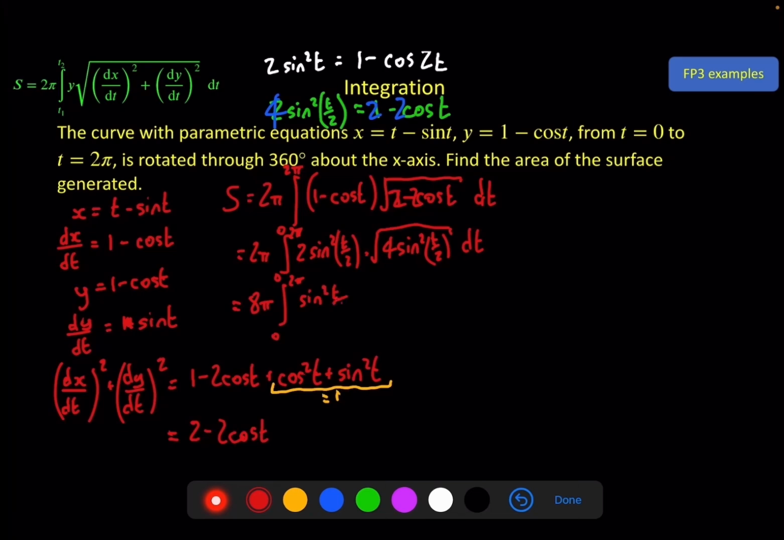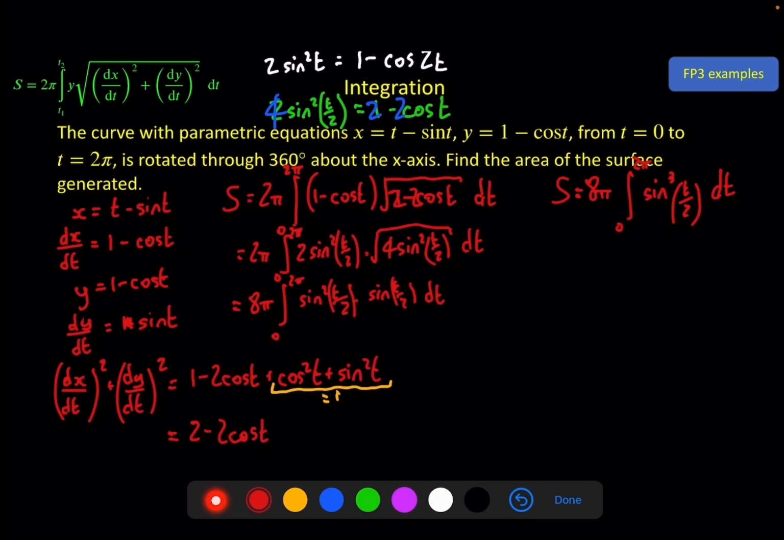sine squared t by 2 times the square root of sine squared t by 2 is sine t by 2 dt, which gives me what is actually looking still quite horrible. S is equal to 8 pi integral from 0 to 2 pi of sine cubed t by 2 with respect to t.